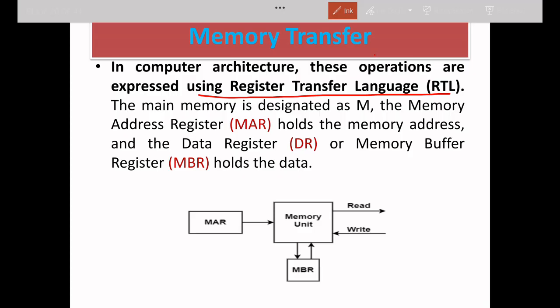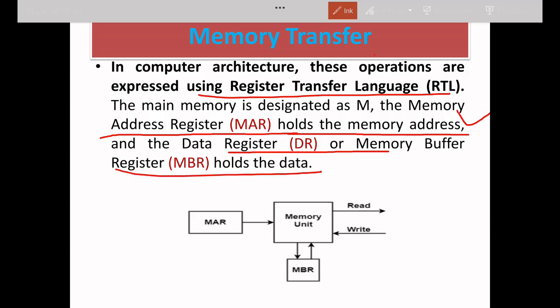Number one is the memory address register, which holds the memory address. So the MAR holds the memory address. And the data register, or memory buffer register, MBR. Later we will discuss how they hold these addresses. We are just defining memory by M. Now you can see how they perform the read and write operations.